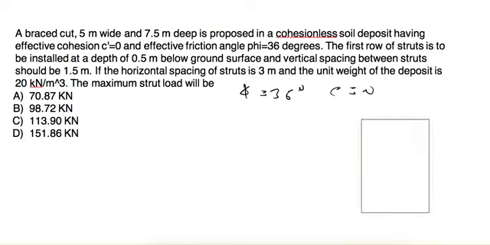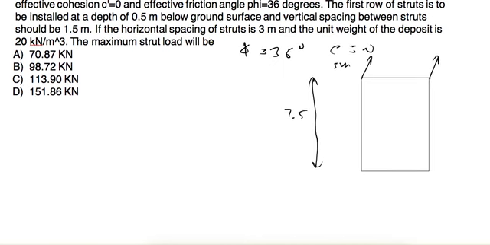So it is saying that it is 7.5 meter deep and 5 meter wide. So if we take the depth, so this is 7.5 meter and 5 meter wide would be in this direction, that is horizontal direction. So we'll just consider this vertical direction here. So what else is given? The first row of struts is to be installed at a depth of 0.5 meter below the ground surface. Let's say it is here, 0.5 meter, and vertical spacing between struts should be 1.5 meter. So after that, at 1.5 meter remaining will be there, that is 1.5.